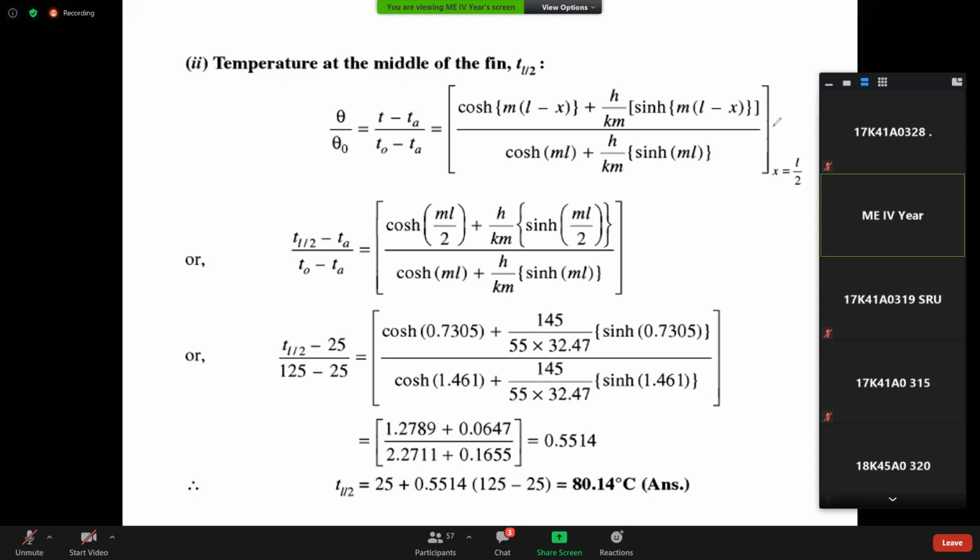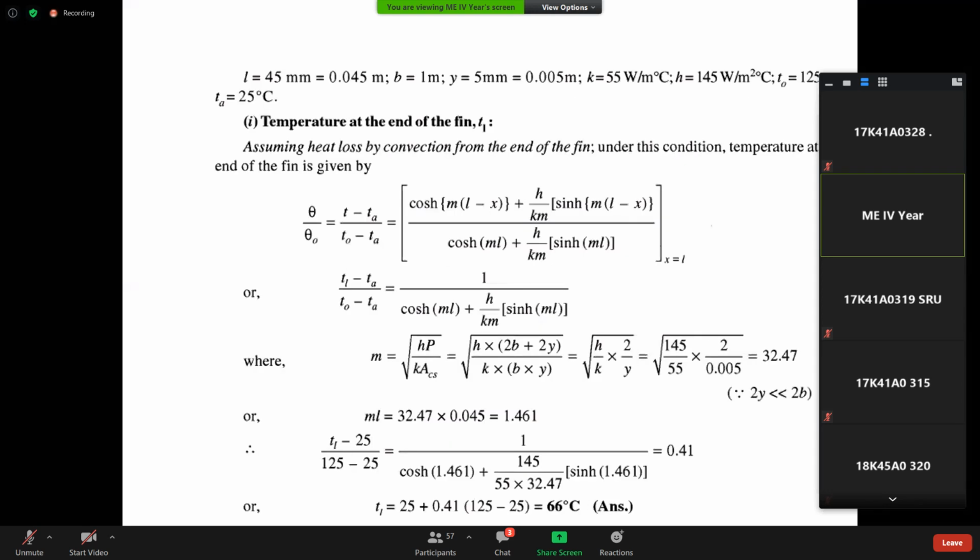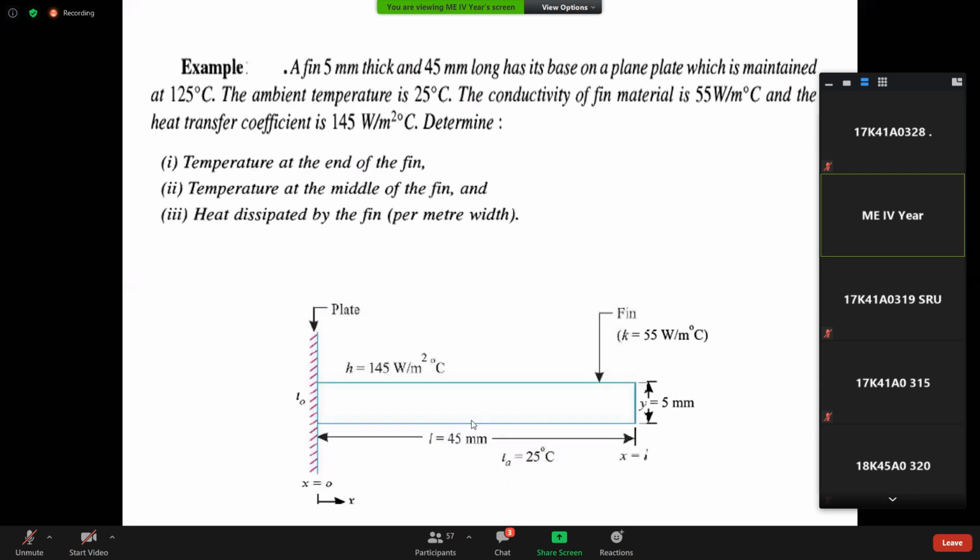You got 80.14. Previously you got some 66. At the end of the tip, you got 60 degrees centigrade. That means, along the length, this is the temperature profile. Let us say this is L, and this is TB somewhere, or T naught. Along the length, the temperature reduces like this. The fin base temperature is 125 degrees here, and somewhere in the middle I got some 88. At the tip, it was 66.